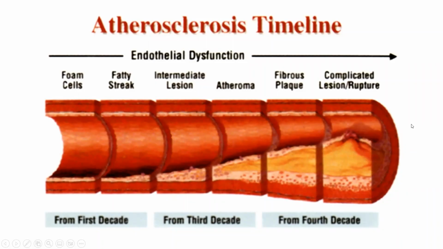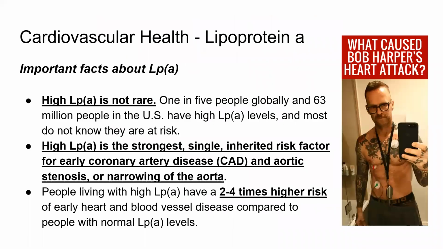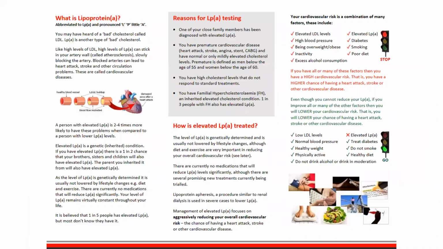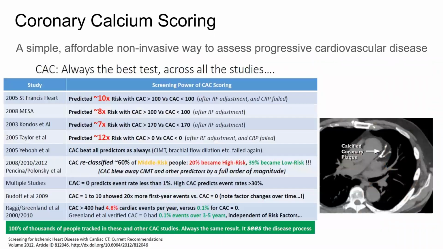Now, if we're talking about the blood vessels around your heart, we can do something called a calcium score, which is in fact a simple, affordable, non-invasive way to assess progressive cardiovascular disease. So what we're looking at is calcified plaque buildup in the blood vessels that feed the heart specifically.